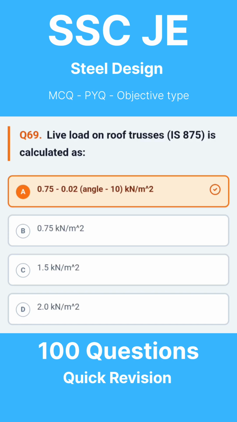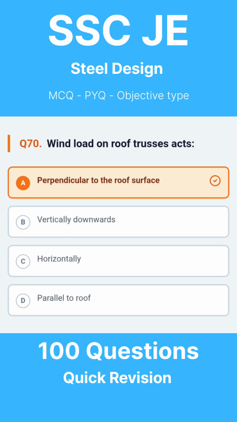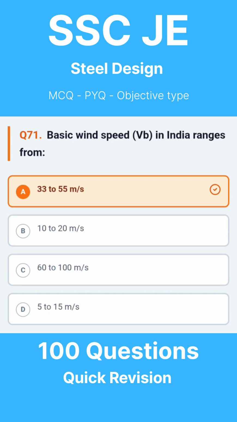Question 69. Live load on roof trusses, IS 875, is calculated as. The correct answer is 0.75 − 0.02 (θ − 10) kN per square meter. Question 70. Wind load on roof trusses acts. The correct answer is perpendicular to the roof surface. Question 71. Basic wind speed Vb in India ranges from. The correct answer is 33 to 55 meters per second.